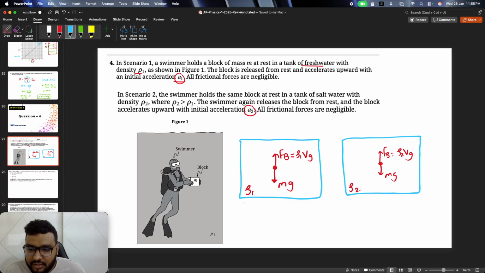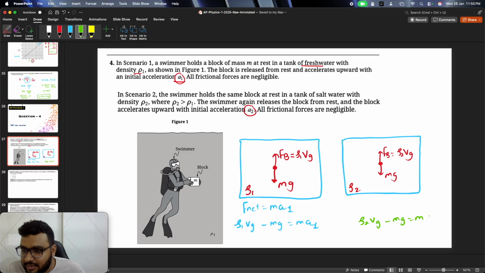Acceleration is nothing but net force equals mass times acceleration. So the more the net force, the more the acceleration. Net force here I can say is rho 1 Vg minus mg equals ma1. And in the other case, the buoyant force Fb, which is rho 2 Vg, minus mg is going to be the same, m is going to be the same, and here I will have a2.